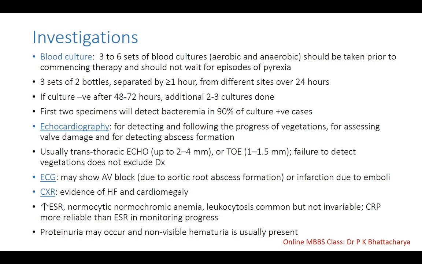If the culture is negative after 48 hours or 2 to 3 days of time, you should take another 3 sets. So the blood culture should be 3 sets to 6 sets. Most of the time in hospitals, they are very complacent, and after sending 1 blood culture, people start the antibiotics and wait for the cultures to come. Most of the time the cultures are negative. In most of the Indian studies, we find that the cultures are negative.